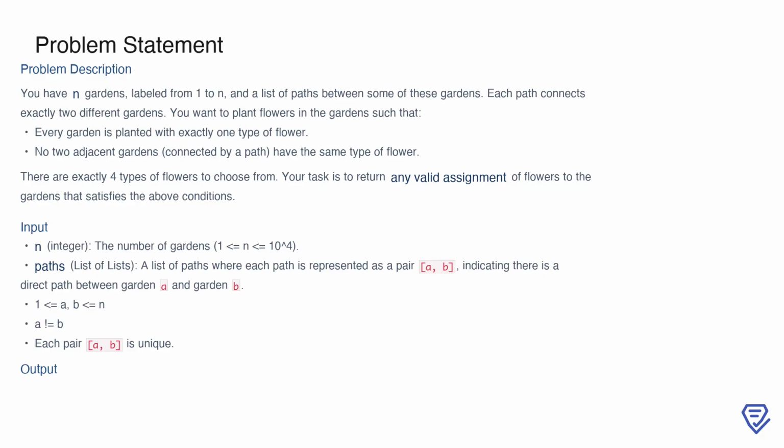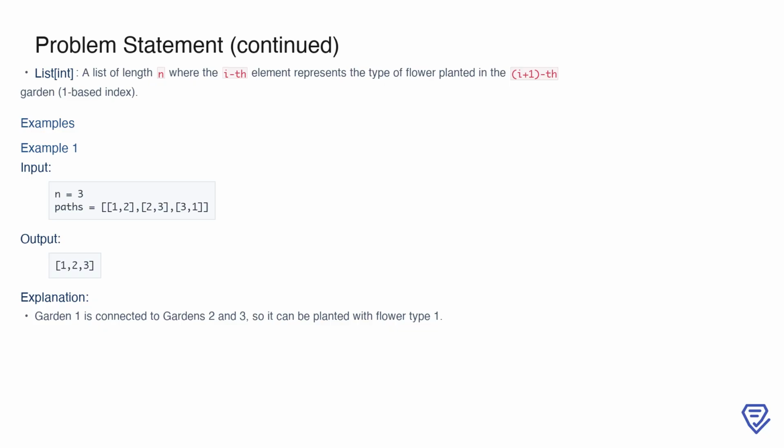The input consists of an integer n, representing the number of gardens, and a list of paths, where each path is a pair of integers denoting a connection between two gardens. The output will be a list of integers, where each integer represents the flower type assigned to the corresponding garden, indexed from 1 to n. The output is a list of length n, where the ith element corresponds to the flower type assigned to the i+1th garden. Let's go through an example to clarify this further.